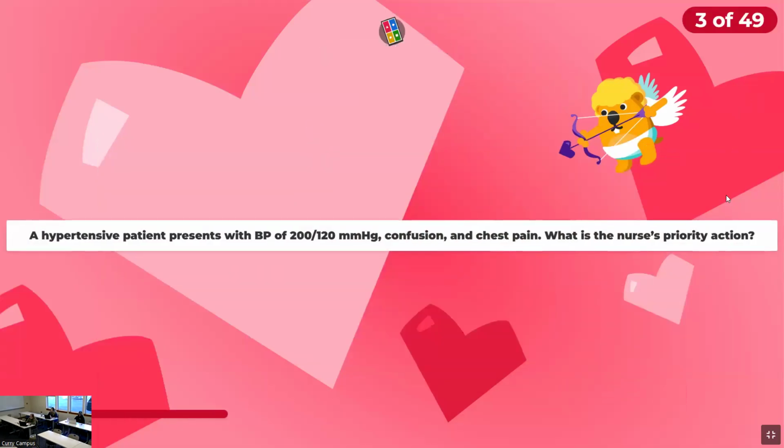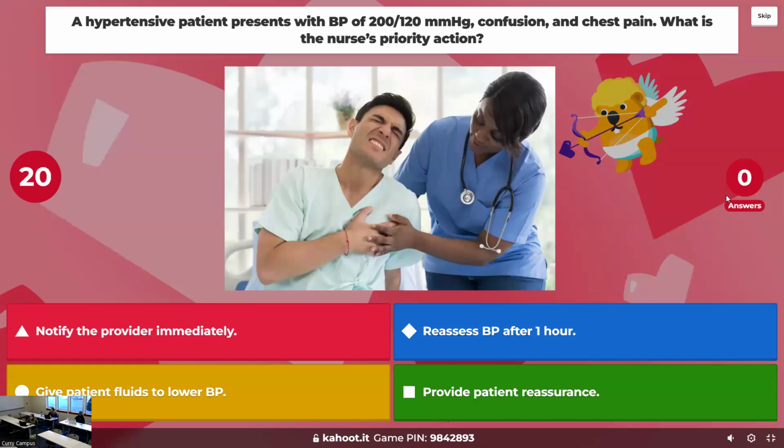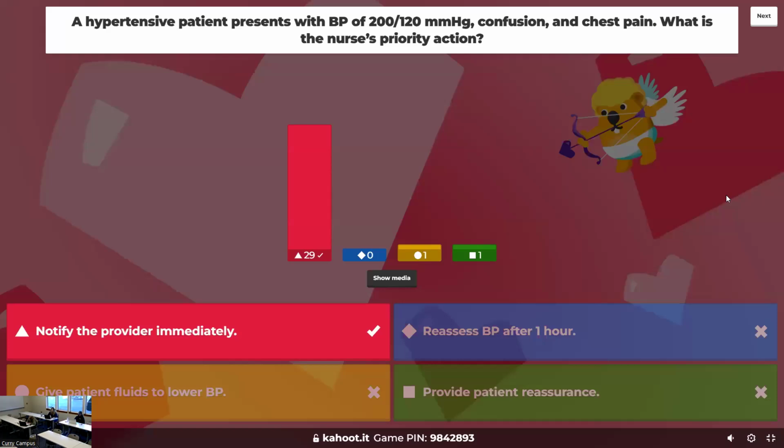A hypertensive patient presents with BP of 200/120, confusion, chest pain. What is the nurse's priority action? And that lower one is give patient fluids to lower blood pressure. The bottom one? Yeah, provide patient reassurance. This one might be a little bit tricky. Good. Notify the provider immediately.